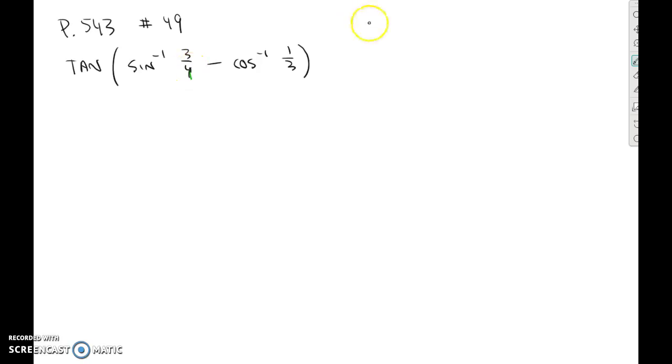I'm going to call it alpha. So alpha is going to be the inverse sine of 3/4. Similarly, let's call this angle beta. That'll be the inverse cosine of 1/3.